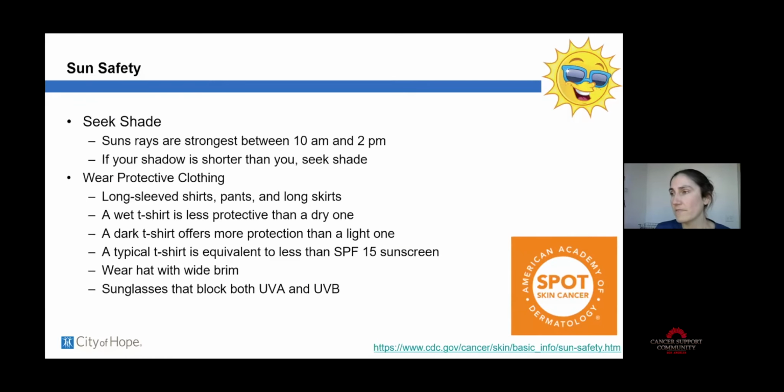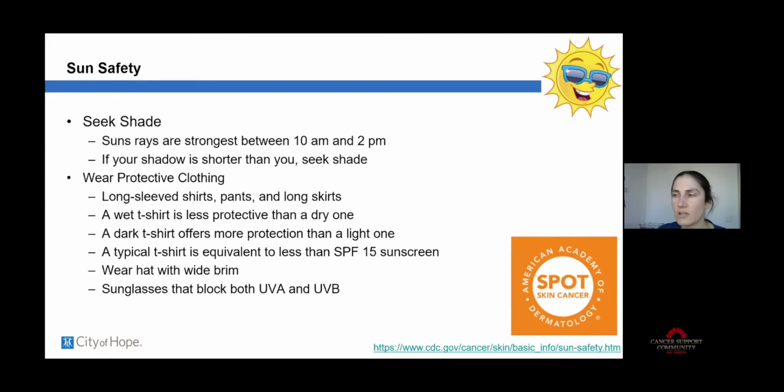In terms of prevention, the recommendations are basically related to staying safe with the sun. Sun rays are strongest between 10 and 2. And per dermatology, if your shadow is shorter than you, then you should be seeking shade, especially in Southern California. And then wearing protective clothing to help prevent sun exposure.